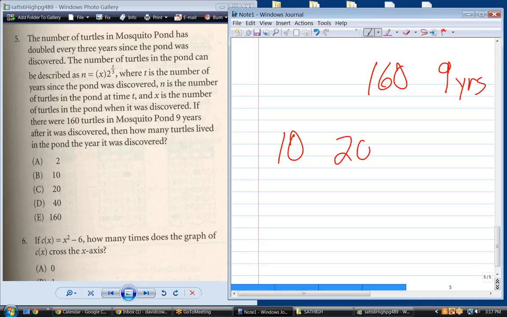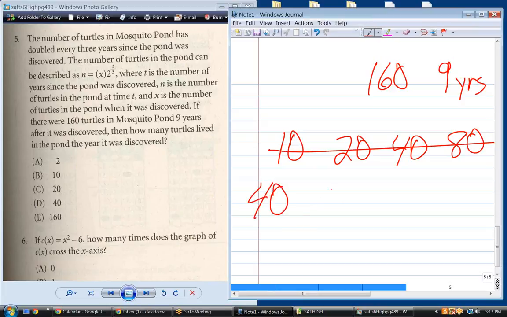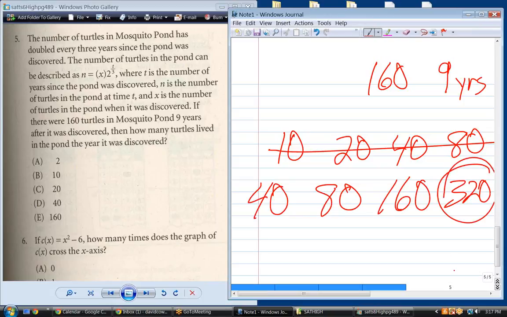So that would go 20 after 3 years, 40 after 6 years, 80 after 9 years. We know we need a bigger number. Yeah. So then you'd do D. 40 goes 40, 80, 160, 320. That's too many. We know the answer is C without doing any more work.